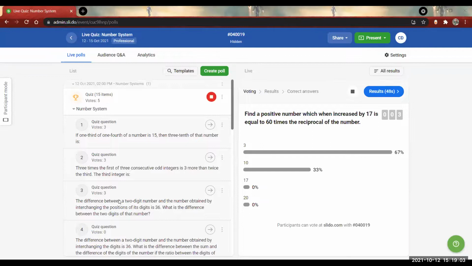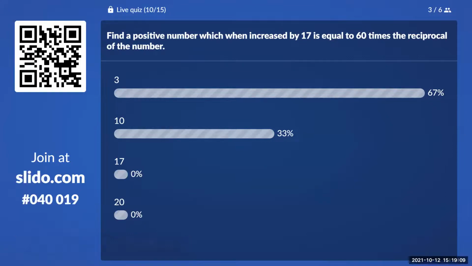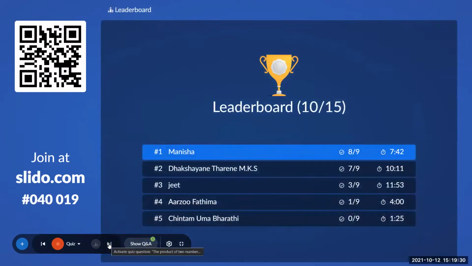We have our responses here. 3 of you attempted, 2 of you think 3 is the answer, and 1 of you thinks 10 is the answer. Let's see which is correct. The correct answer is 3. 3 when increased by 17 is 20, which equals 60 times the reciprocal of the number, that is 60 times the reciprocal of 3, which is also 20, right? So Manisha got it correct.